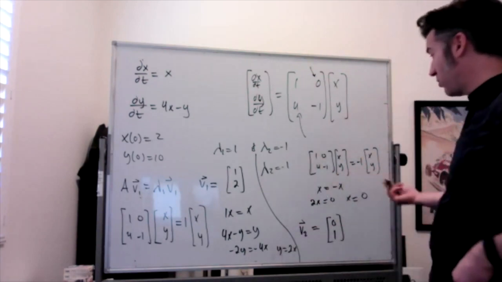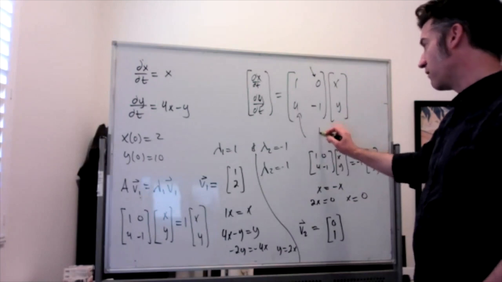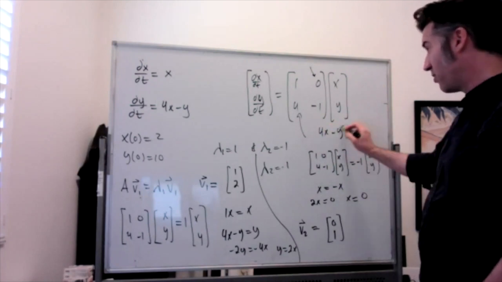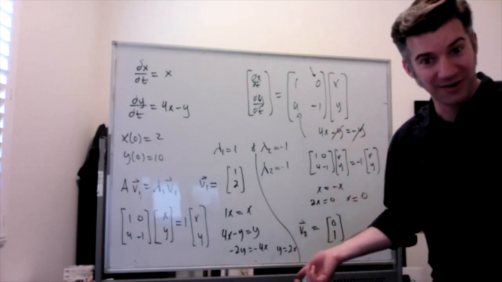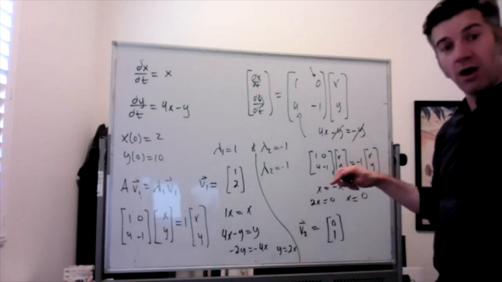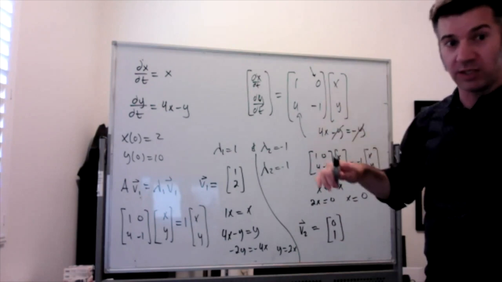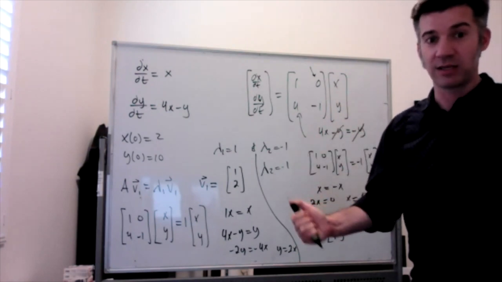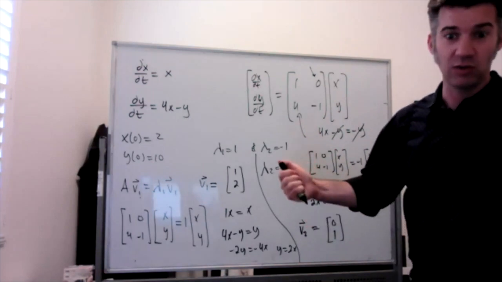You could use the second equation if you want. If you do that, you get 4x minus y equal to -y. The y's cancel and you still get x equal to 0. So it's not really helpful. You have to know that if you do an equation where you get one of the variables equal to 0, that automatically means the other one is going to be not 0, and we specifically like to choose 1.